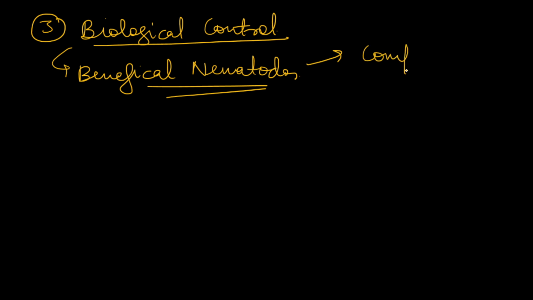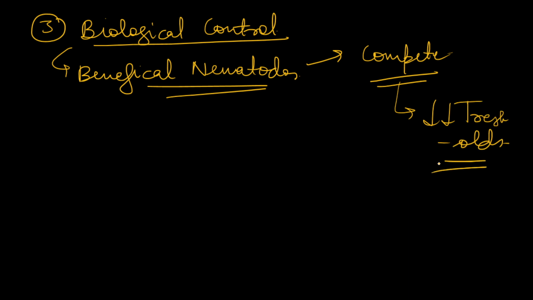So they compete with other nematodes which are harming our plant, and due to those competition, the population of other nematodes can be controlled and their population can decrease beyond thresholds. And when it will decrease beyond thresholds, it will not damage our crops that much. So use of beneficial nematodes is important.